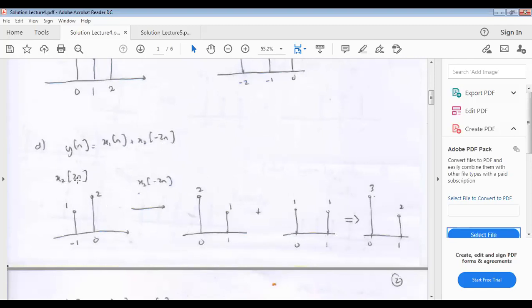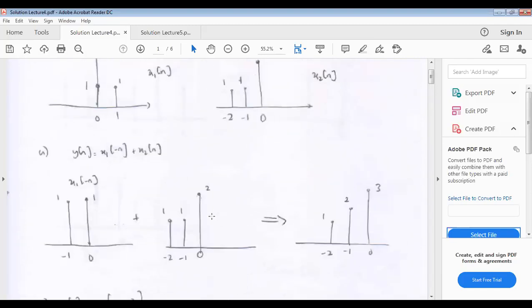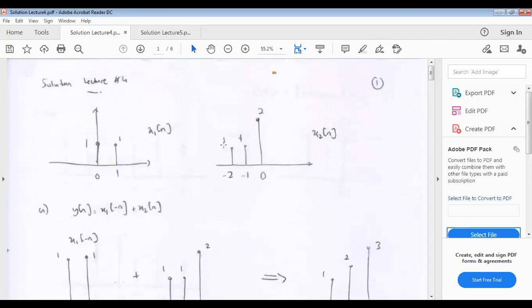We have x2[n]. Okay, we go back to the x2[n] just now. x2[n] is here. So when we have x2[2n], it means that the value of n shall be divided by 2.